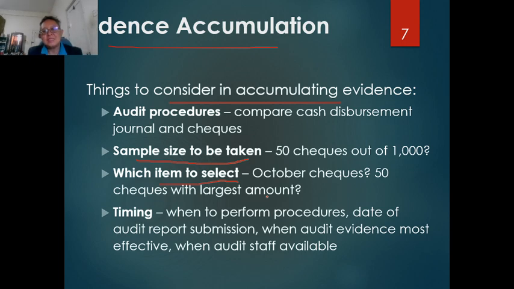Why is this so? Because you don't want to collect evidence that is not relevant, and you don't want to collect evidence that is not reliable. For example, original documents are more reliable as compared to photocopied documents. These are the things that you need to consider, and also the timing. When you perform the procedure, the date and the audit report submission. So it's very important that you collect your evidence at an appropriate time.